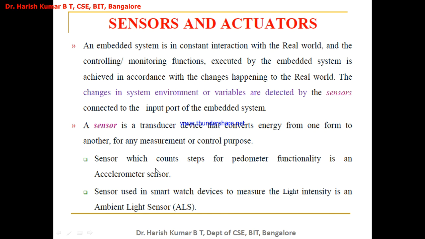Similarly, there is one more sensor which senses the light intensity. That is the ALS, ambient light sensor. It senses the intensity of the light and converts it from one form to another form, and gives it to the processors or the controllers inside the embedded system. This processor or controller uses this data, processes it, and again gives the output to the actuators which are connected to the output ports.